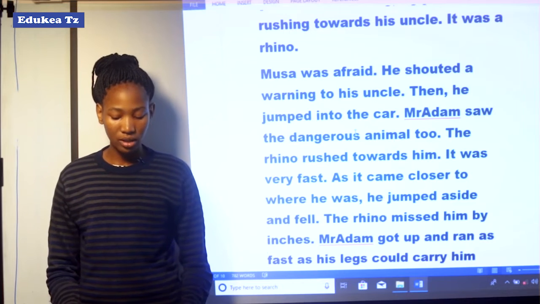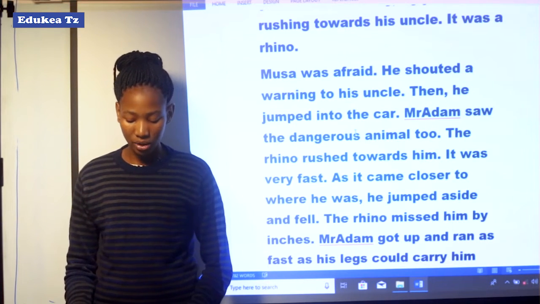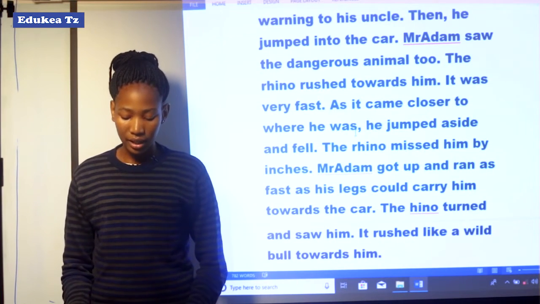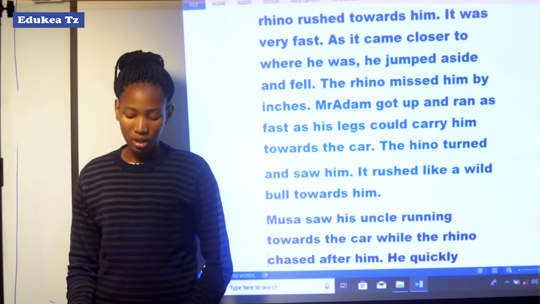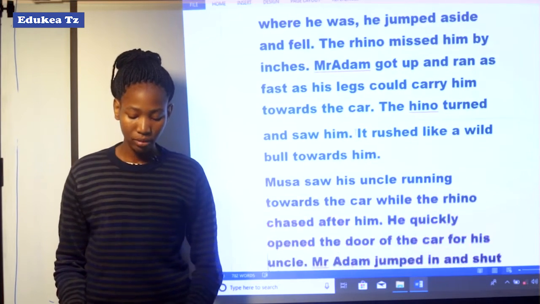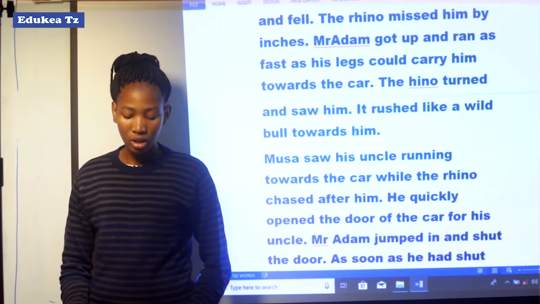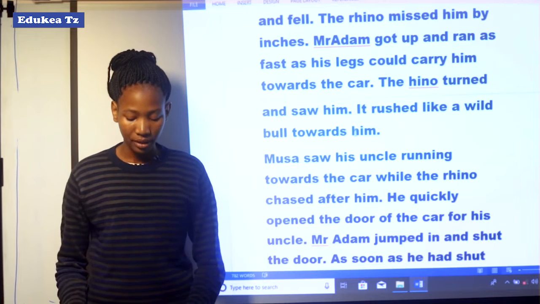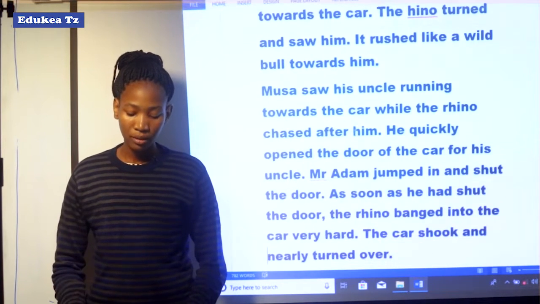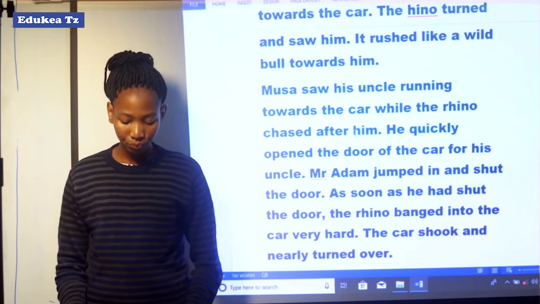Mr. Adam got up and ran as fast as his legs could carry him toward the car. The rhino turned. It saw him. It lashed like a wild bull toward him. Musa saw his uncle running toward the car with the rhino chasing after him. He quickly opened the door of the car for his uncle. Mr. Adam jumped in and shut the door.